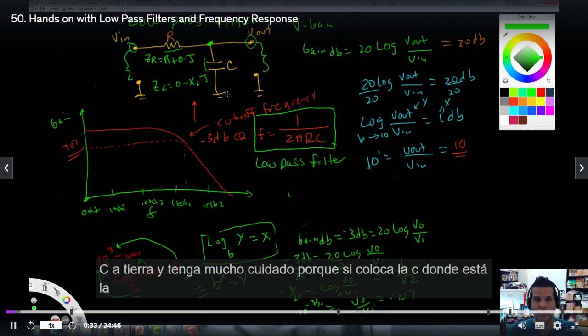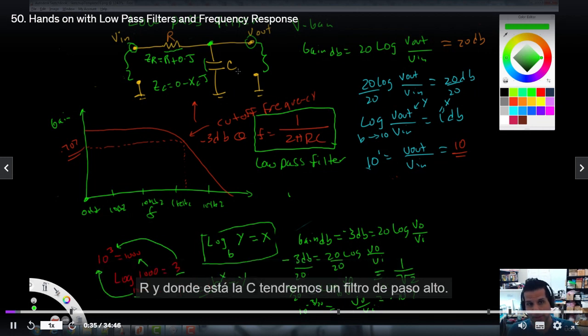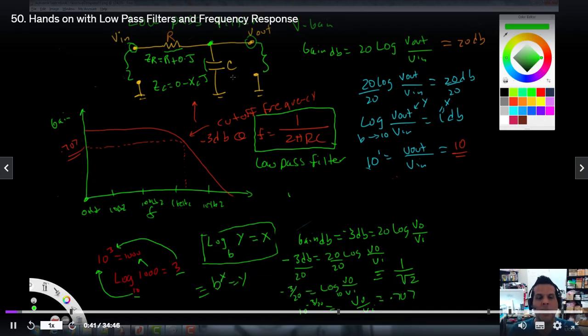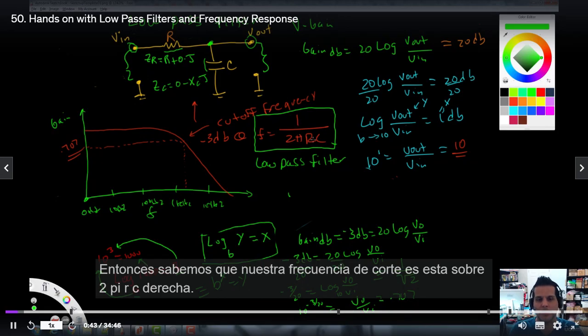And be very careful, because if you put the C where the R is and the R where the C is, we're going to have a high pass filter. And we're going to look at that next, of course, but right now we're doing a low pass filter. All right, so we know that our cutoff frequency is this 1 over 2 pi RC.